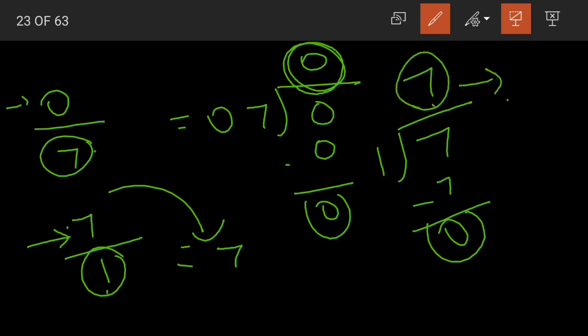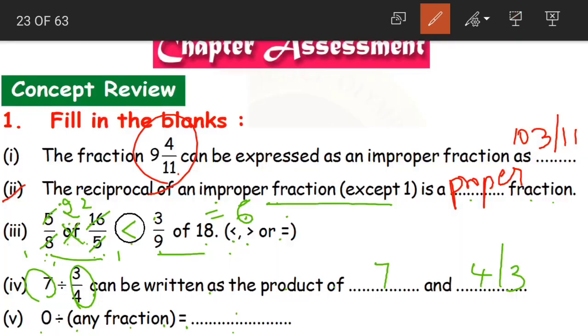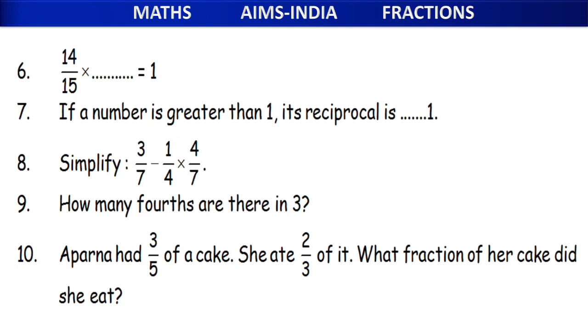Quotient is 7 itself. So whenever we are dividing 0 with any number, the answer will be 0 itself. And whenever we are dividing any number with 1, the answer will be the number itself. Clear, students? So what is our answer here? 0 divided by any fraction is equal to 0. Next, 14 by 15 into dash is equal to 1.